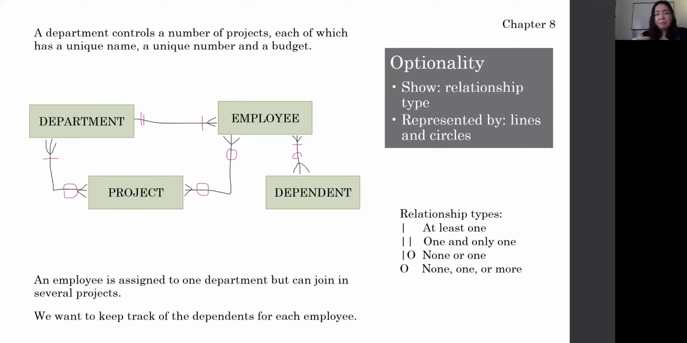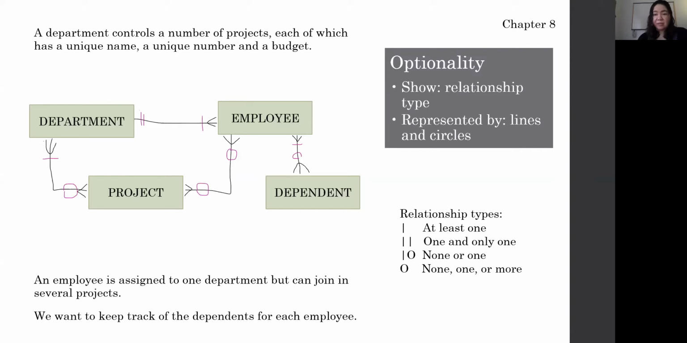Employees have to be assigned to a department. You get hired into a department. And we know that they're only in one department. So for the department side, we want a 1 and only 1. For the employee side, we want at least 1. And you just do that process for each end of each of the lines.